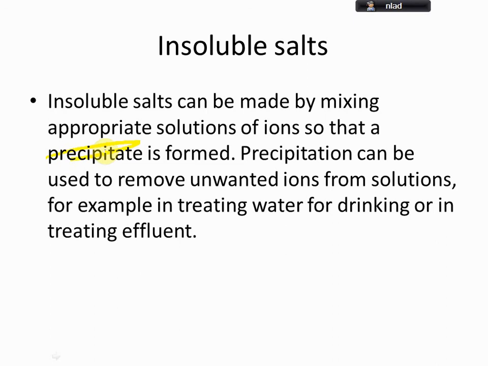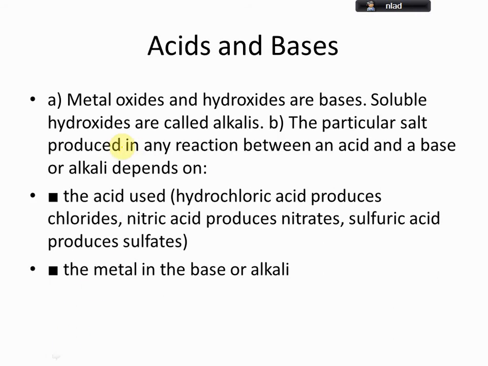Right, so insoluble salts can be made by mixing an appropriate solution of ions so that a precipitate is formed. So precipitates are that solid that you have at the end of a chemical reaction. So you might mix two chemicals together and you end up with a solid. The most common one is actually when they're treating water, to remove impurities in the water, and you end up with a solid behind afterwards that they then filter out. So that's a precipitation reaction, they're called. Okay, so it helps to remove unwanted ions from solutions.